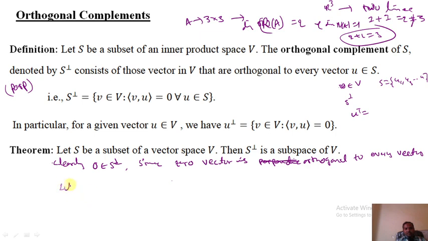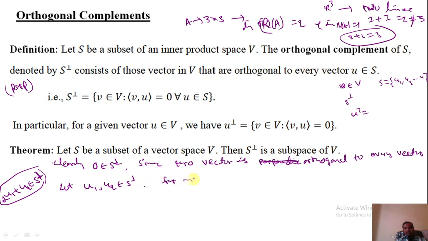Now let u1, u2 belong to S perp. Subspace means it must satisfy vector addition, so alpha u1 plus u2 belongs to S perp. If you prove this one, our aim is done, that means it's a subspace. Now take any scalar alpha belonging to the field F, and take v belonging to S.